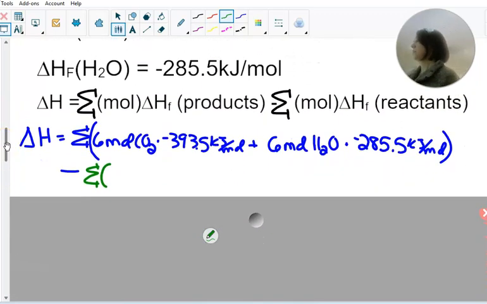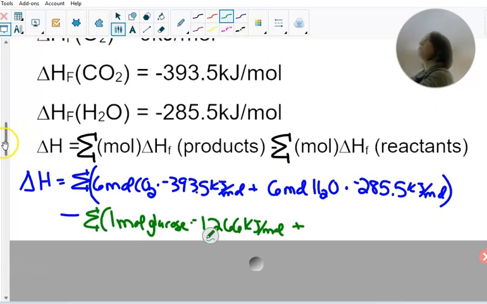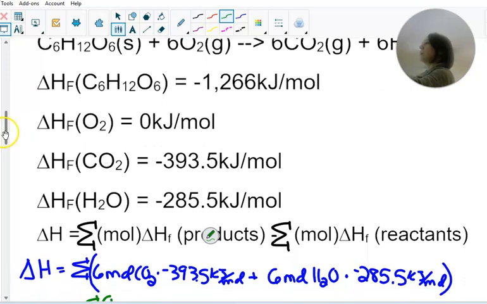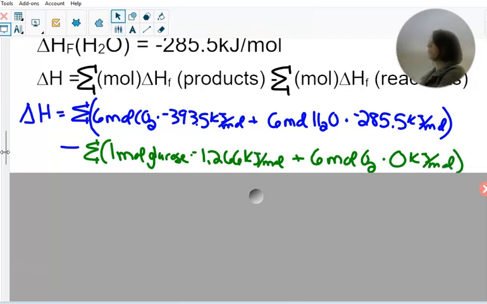So that is 1 mole glucose. I'm going to write it out because I feel like that might be faster than C6H12O6, but either way. And then it was negative 1,266 kilojoules per mole, plus the sum is 6 moles of oxygen. 6 moles O2 times 0 kilojoules per mole. All right, so our next step is going to be to simplify this.